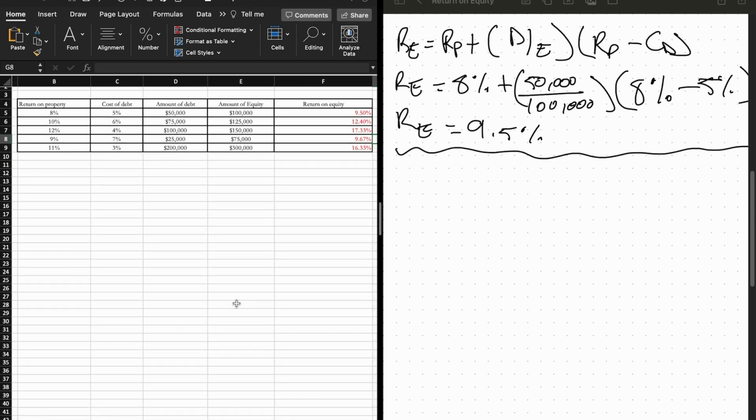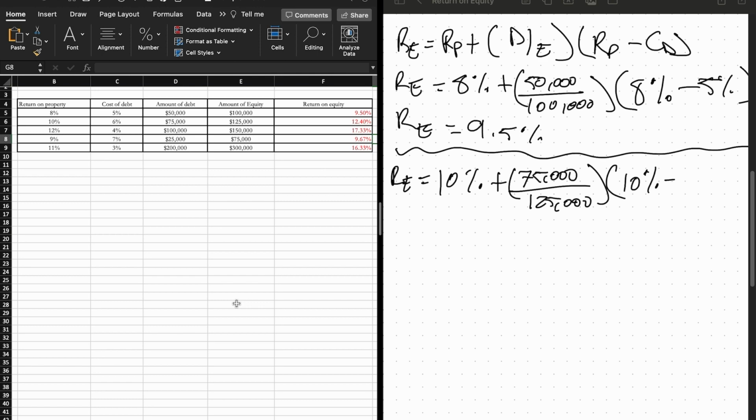The second property has a return on its property of 10%, and a debt to equity ratio of $75,000 to $125,000. The return on the property was 10%, and its cost of debt was 6%. So the return on equity on the second property is 12.40%. Okay, second property completed.